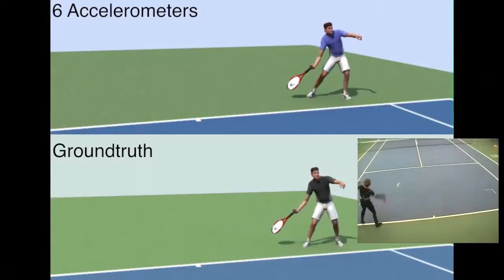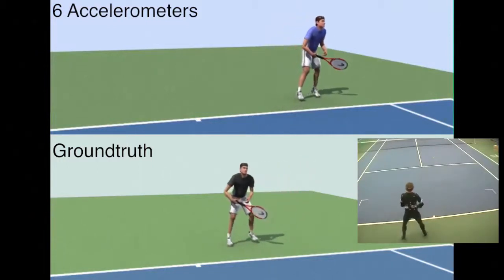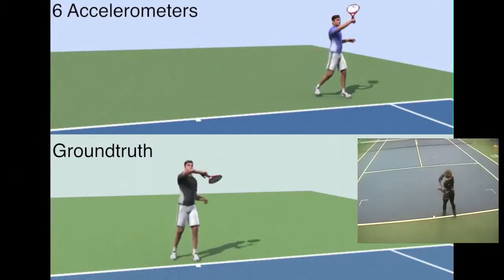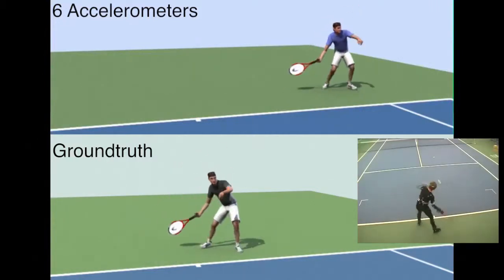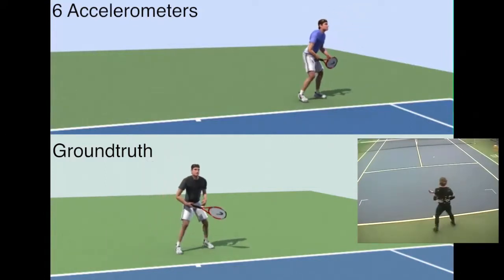In this example, we use data from 6 wireless accelerometers on a tennis player's body. The devices are placed on the player's wrists, shins, their chest, and the lower back. Accelerometers are lightweight and unobtrusive and therefore can be used with minimal impact to the performance.